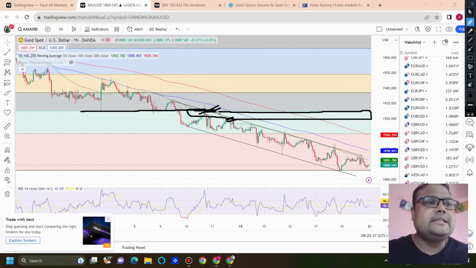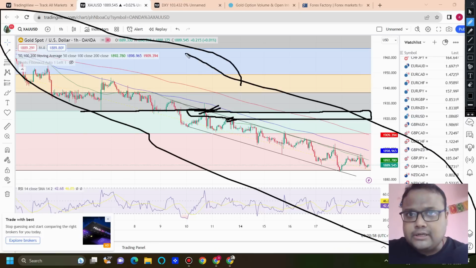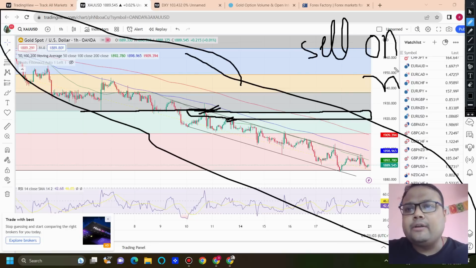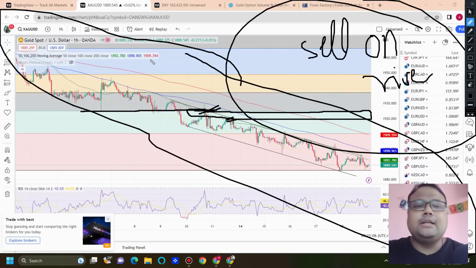So these are the three resistances on the chart of gold where we can look for a sell position if the market shows upside on Monday, because there's a high chance that the market will go out of this range here. The market will break the trend line here, and in that case we can look for a sell because the market is still in downtrend. In this downtrend market, the best trading strategy that you can follow is sell on rise. Okay, sell on rise is the best trading strategy you can still follow on the chart of gold in absence of any fundamental factors that will push the market towards the upside.